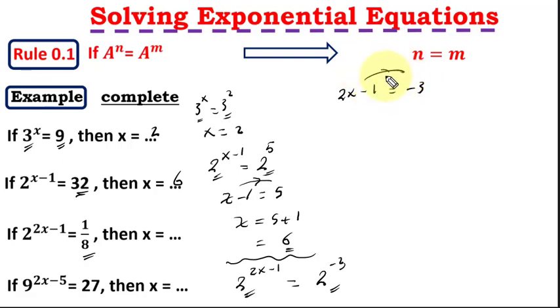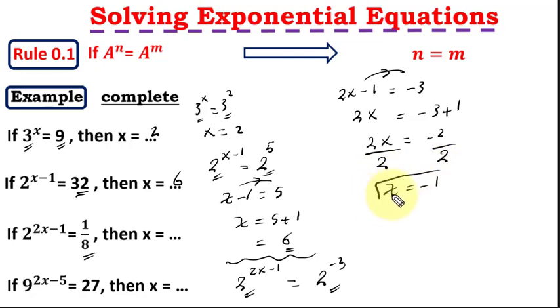Move -1 to the other side to be added. We will get 2x equals -3 plus 1, so 2x equals -2. Dividing both sides by the coefficient of x, we will get that x equals -1. So the value of x equals -1.